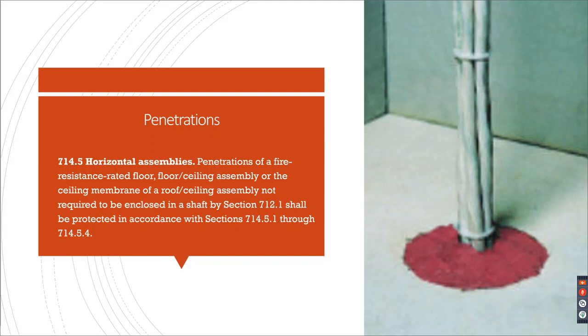So the ceiling portion, because again, it's not just one thing, right? The ceiling might have a rating, but by itself, it is not a complete horizontal assembly. It's the ceiling portion and the roof portion that make the entire assembly. So if you've got something that's just going through the ceiling portion, and it does not need to be in a shaft, then it still needs to be protected. How so? You go look at 714.5.1 through 5.4.